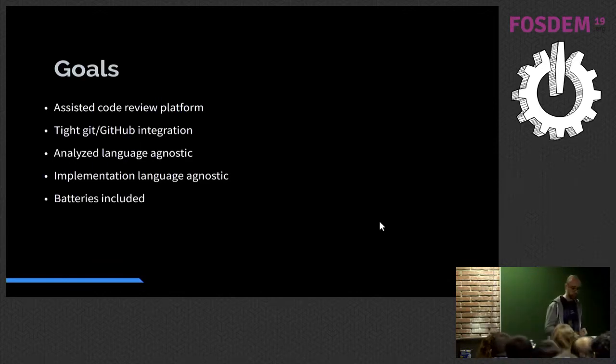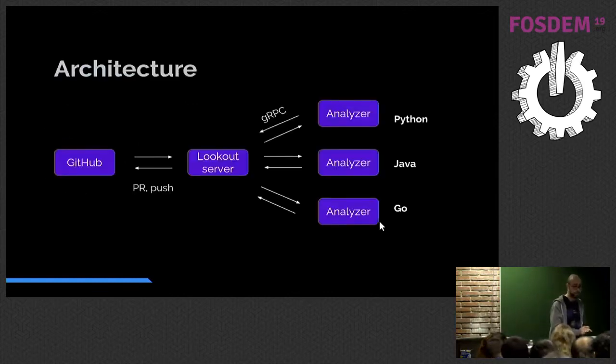You just write your algorithm, which does code analysis, and that's it. Comments are posted automatically. This is the overall architecture. So Lookout basically contains two parts. The first is a server, and the second is your analysis. It can be several. They register through remote procedure call, and it can be written in any language gRPC supports. And this means all the popular languages.